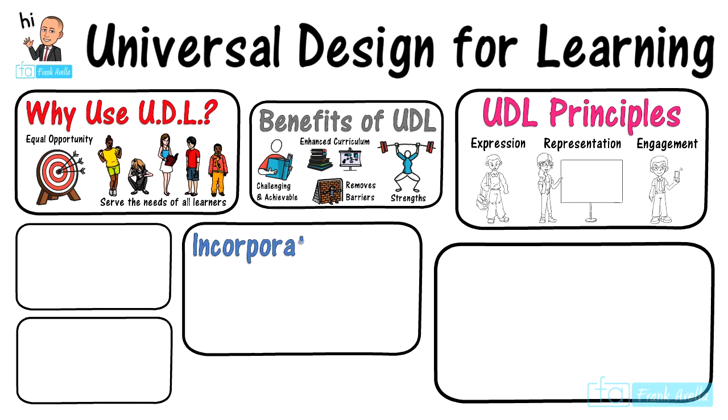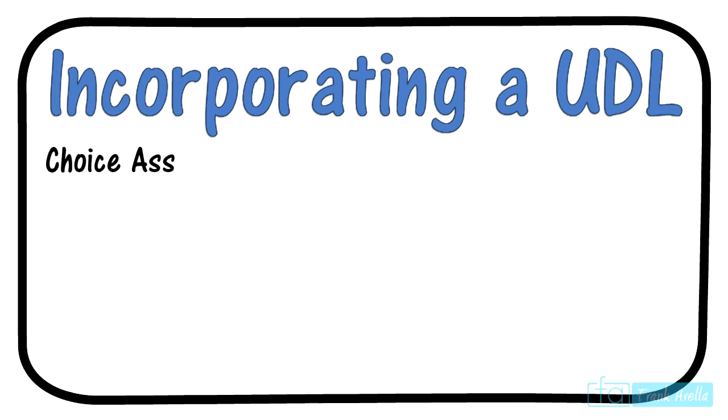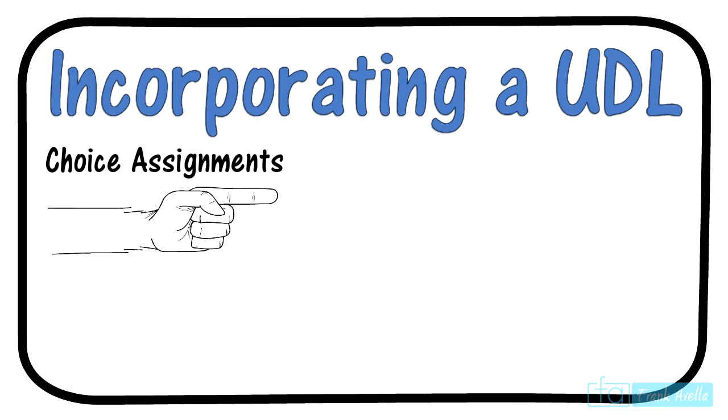Next, let's take a practical look at how to incorporate UDL in the classroom. Choice assignments are one staple of a UDL classroom. Not only do students feel a sense of autonomy, they feel more obligated to complete the assignment because they chose it. Next, teachers need a variety of materials on hand.